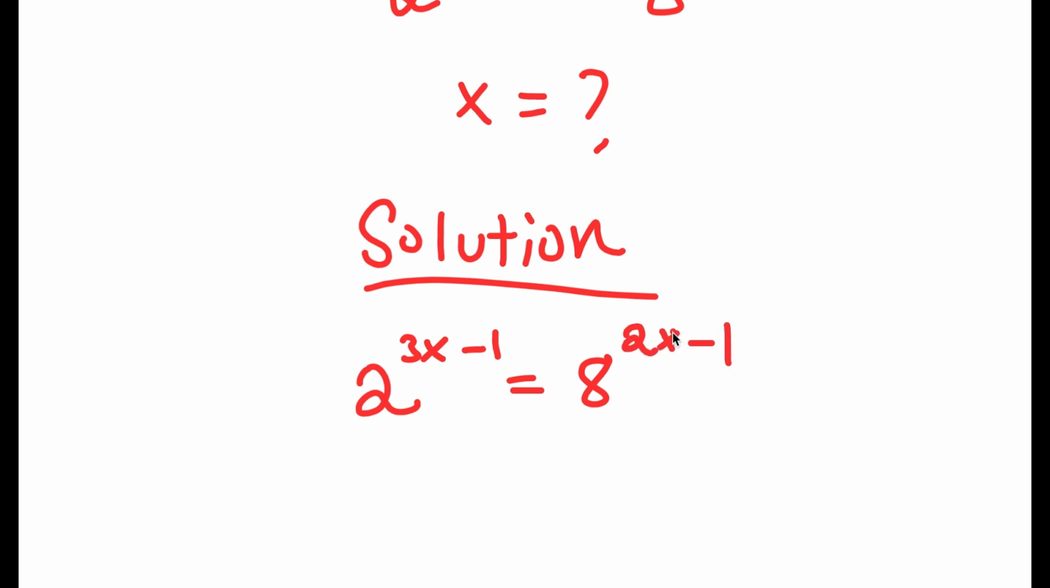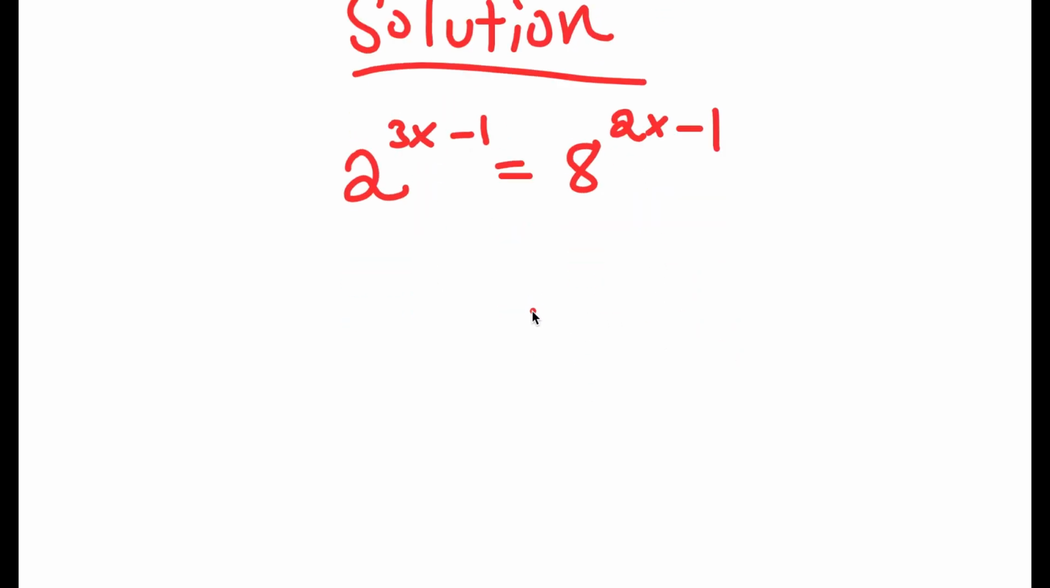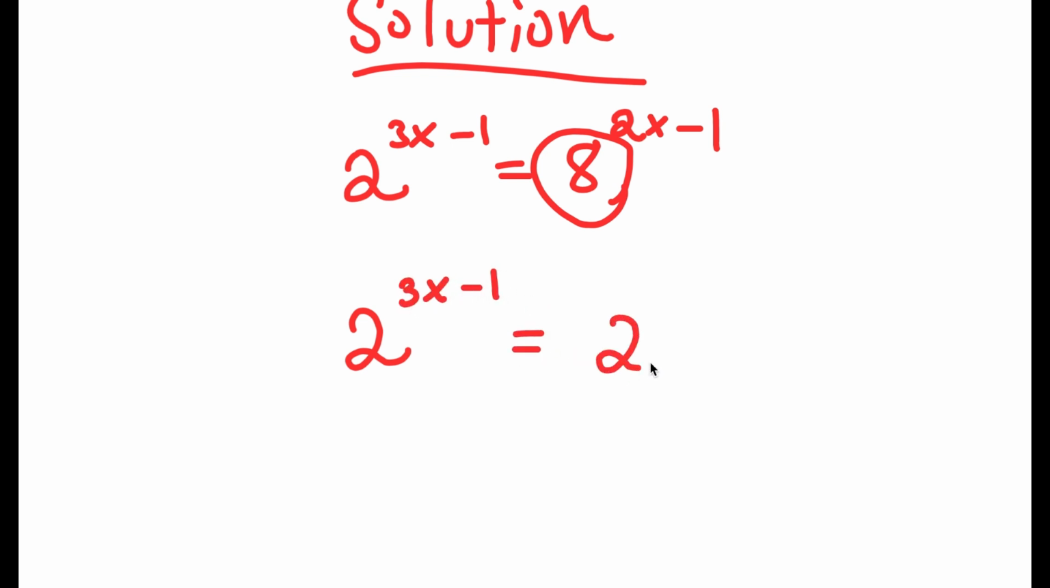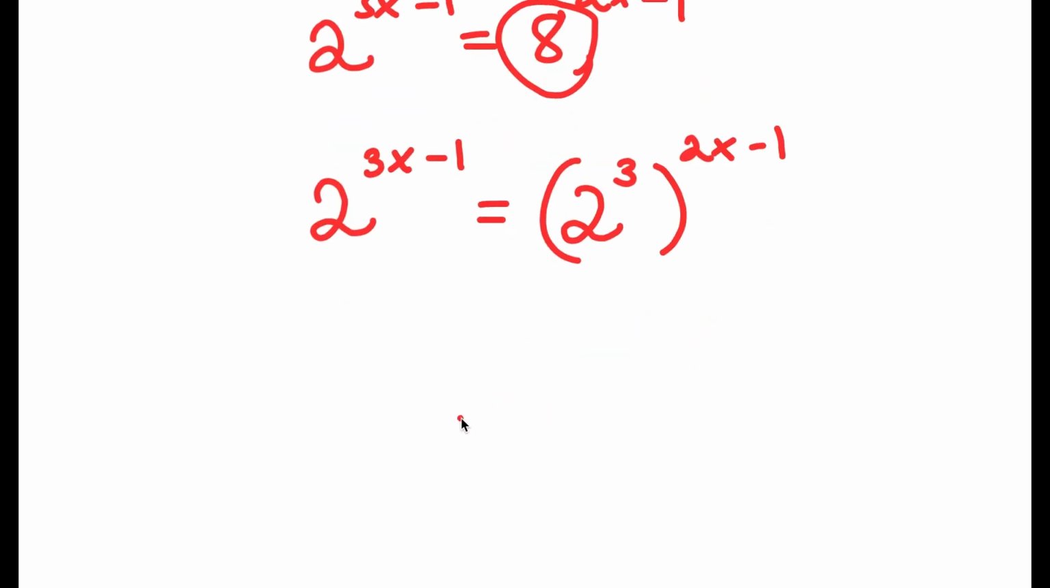So my equation was 2 to the power of 3x minus 1 is equal to 8 to the power of 2x minus 1. And what I'm going to first do is start by rewriting 8 here as 2 to the power of 3, because 8 is equal to 2 to the power of 3. So now I have 2 to the power of 3x minus 1 is equal to 2 to the power of 3 to the power of 2x minus 1. And the reason I did this is because now these two have the same bases. Both of these bases are 2, so it's going to be much easier to solve this equation.